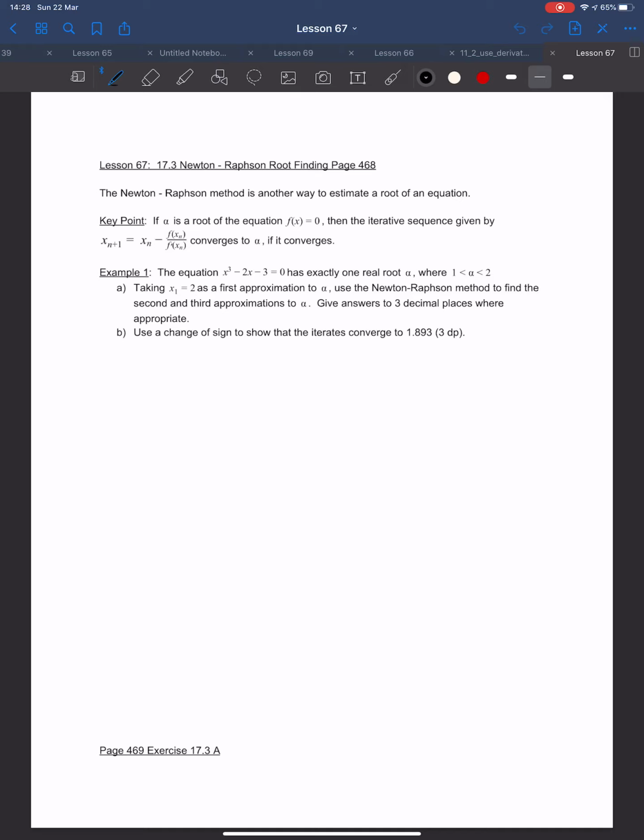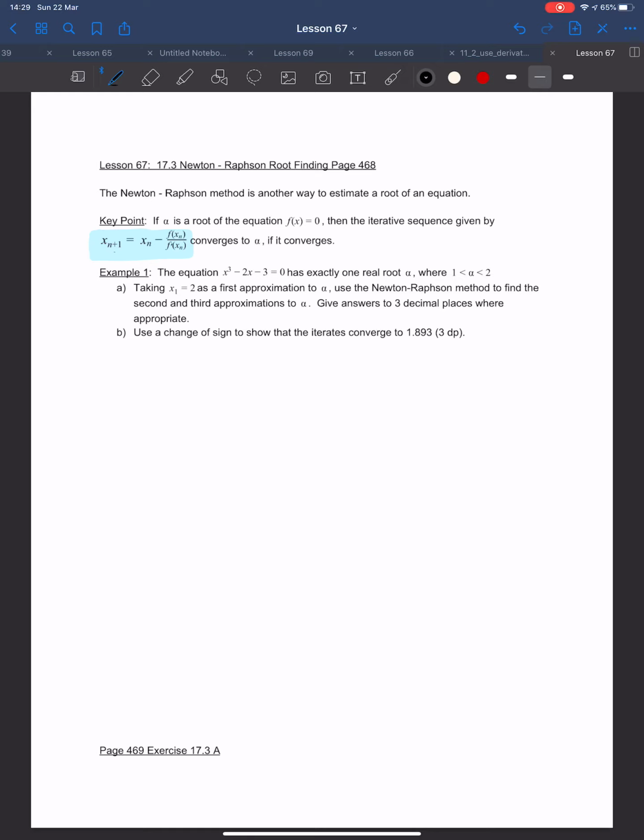Okay, so this is the method we're going to work with today. This is a way to estimate the roots of an equation. If alpha is a root, i.e. a value that makes f of x equal to 0, then the iterative sequence given by xn plus 1 equals xn minus f of xn divided by the derivative evaluated at xn will converge to alpha if it converges.